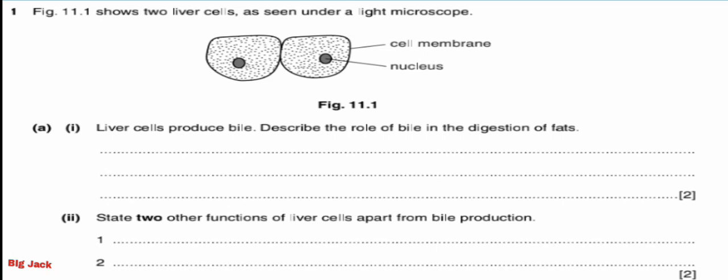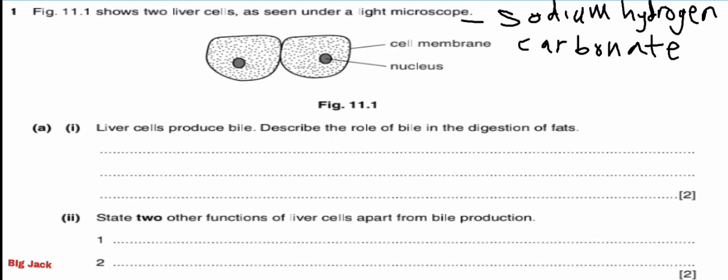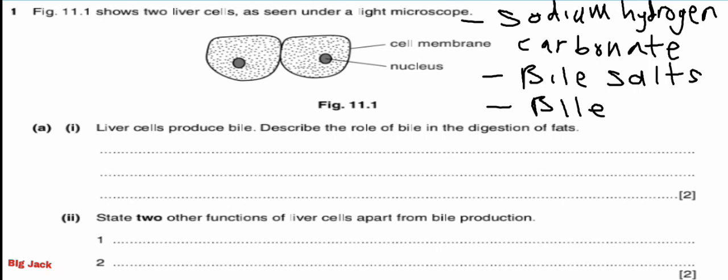Now, the first question, which is question A, Roman numeral 1, is saying, liver cells produce bile. Describe the role of bile in the digestion of fats. So you need to know what constitutes bile. We have sodium hydrogen carbonate, which is the first one. Apart from sodium hydrogen carbonate, we also have the bile salt or bile salts. Then the last one, we have the bile pigment.